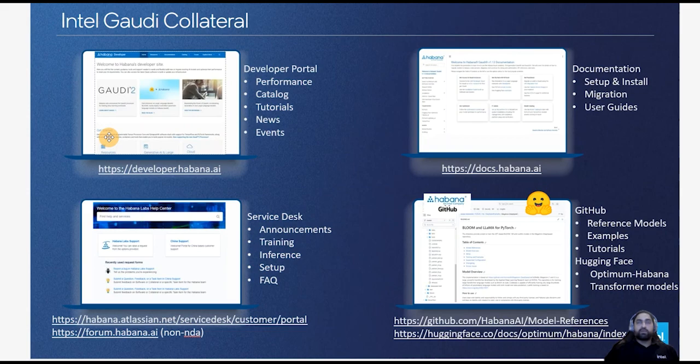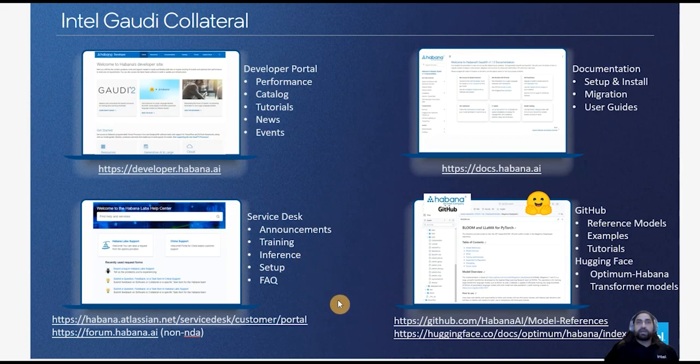Also, we have a lot of developer related materials. We have these major websites, 4 major websites. First one being developer.habana.ai, where you can find tutorials, events, performance data, and so on. You have other documentation on the Docs website. You can find how to set up and install, do migration of the scripts, and also basic user guides.